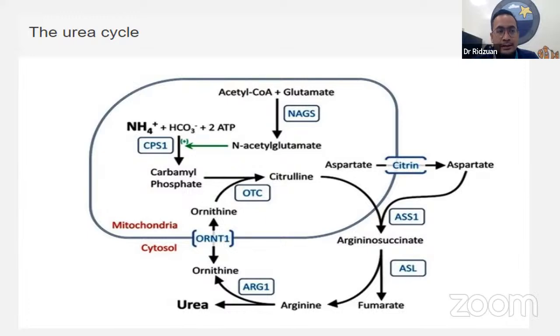Citrulline is then transported from the hepatocyte mitochondria to the cytoplasm. Citrulline reacts with aspartate to form argininosuccinate. The reaction is carried out by the enzyme argininosuccinate synthetase, which requires ATP. Argininosuccinate is then converted into arginine via argininosuccinate lyase, and the reaction also gives off fumarate. The final step is that arginine undergoes hydrolysis via arginase to form urea and ornithine.